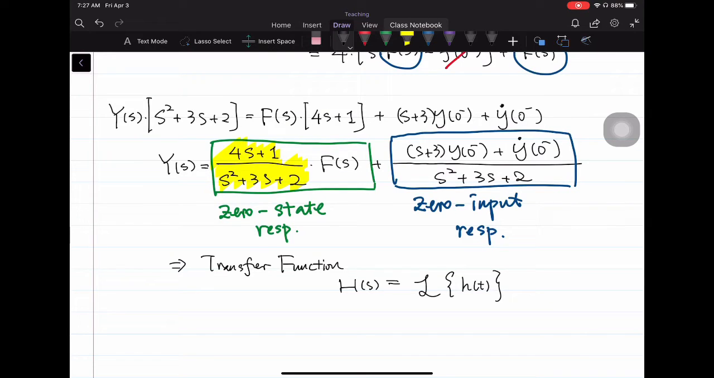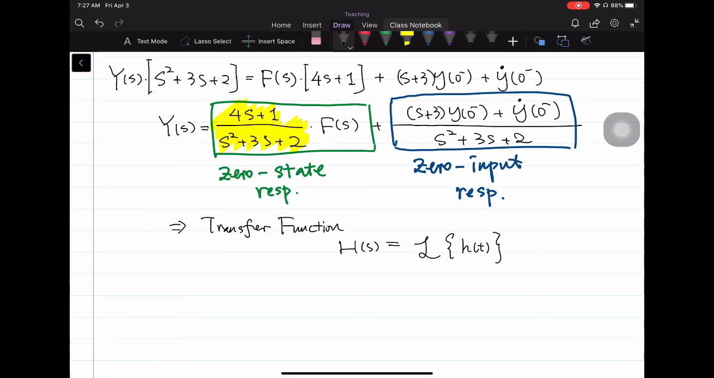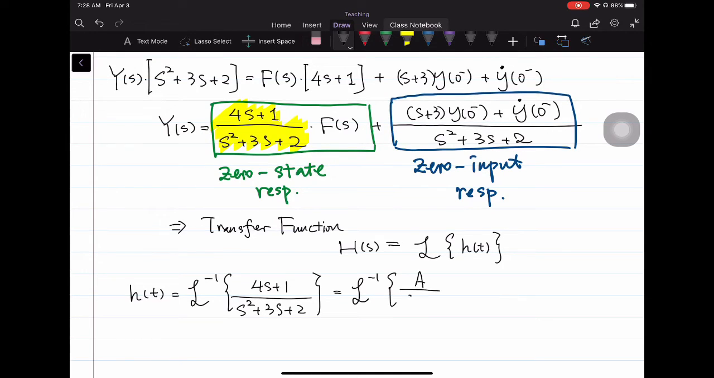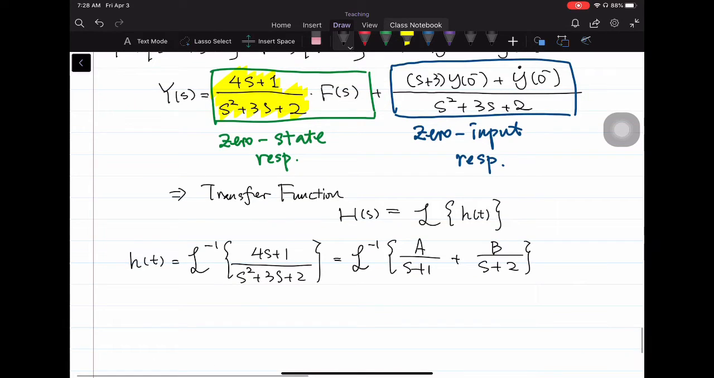And of course, solving h(t) will be pretty simple. You don't have to follow a long procedure anymore. For instance, in this particular example, I only have to take the inverse Laplace transform of this (4s plus 1) over (s squared plus 3s plus 2). And we have done this in the previous examples for a similar case. You do A over (s plus 1) plus B over (s plus 2), and you solve for A and B using the cover-up method. And I'll directly give the answer with the calculation to you.